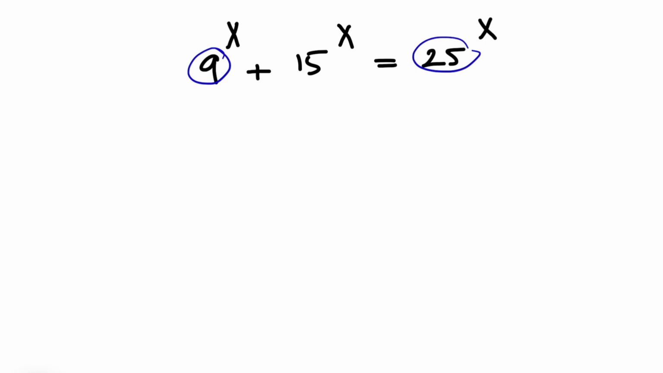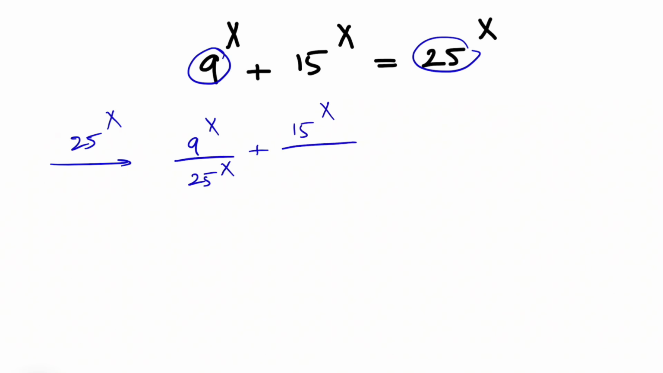So what we can do in here, just to simplify the right side of the equation, is divide this by 25 to the power of x, and let's see where things are going with that. So we have 9 to the x divided by 25 to the x plus 15 to the x divided by 25 to the x, and on the right side we have 25 to the x over 25 to the x, which is 1. Since the exponents of all of these are x, it does not seem very complicated to solve.